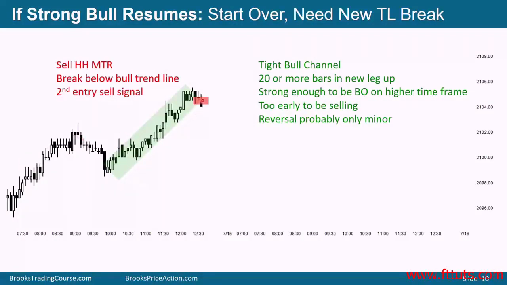20 bars in a very tight bull channel. I would call this a resumption of the bull trend. I would view this as a new bull trend. And therefore, I would need another sign of strength by the bears, a resumption of the bull trend, and a failure around the prior high. This reversal is more likely minor, and it probably will become a bull flag, and the bull trend will probably resume.